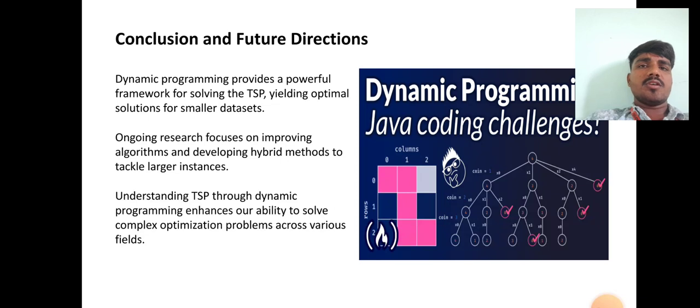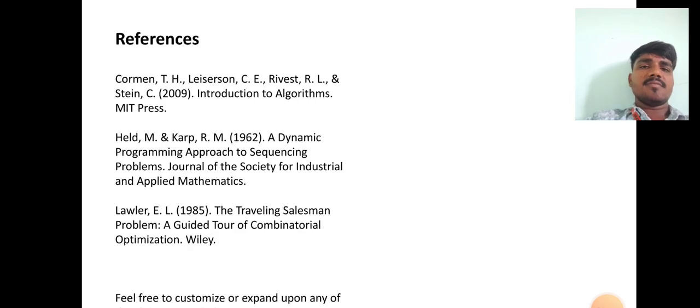Conclusion and future directions. Dynamic programming provides a powerful framework for solving TSP, yielding optimal solutions for smaller data sets. Ongoing research focuses on improving algorithms and developing hybrid methods to tackle larger instances. Understanding TSP through dynamic programming enhances our ability to solve complex optimization problems across various fields.